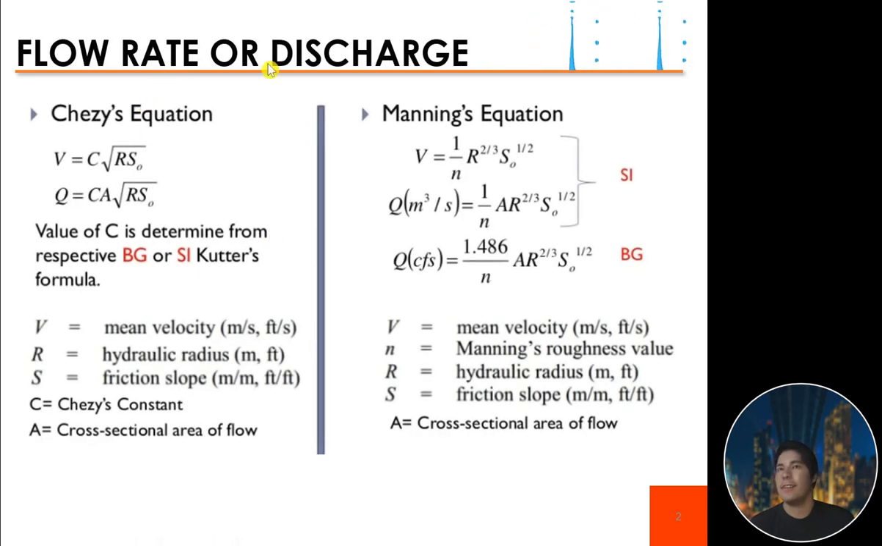Okay, so let's talk about the flow rate or the discharge or the flow capacity. So meron tayong dalawang formula. We have the Chezy equation and Manning's equation, both for SI and British gravitational units. In English or BG units, it becomes 1.486 over n, A R^(2/3) S^(1/2). Anyway, yung flow kasi dito is just area times velocity, kaya naging ganito yung formula. We have area times velocity, and we have area times velocity. Continuity equation.